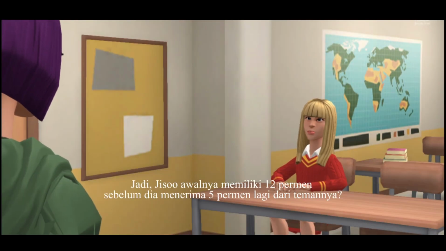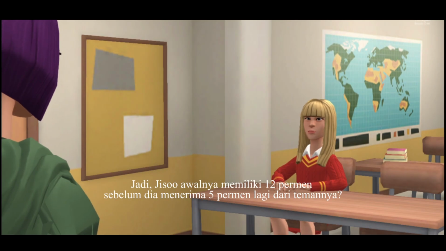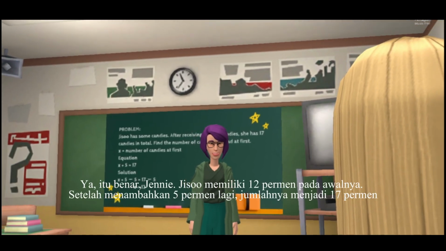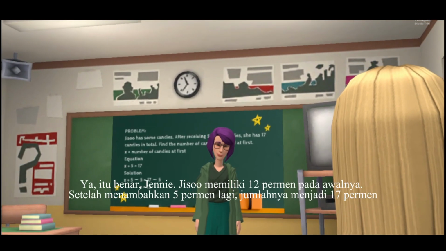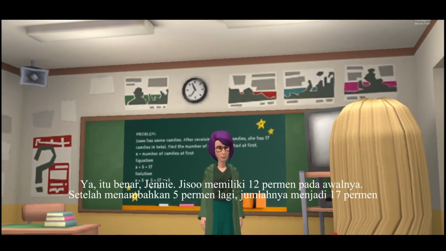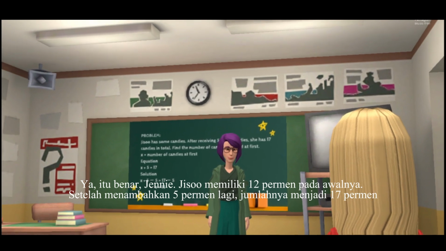So, Jisoo originally had 12 candies before she received 5 more candies from her friend? Yes, that is correct, Jenny. Jisoo had 12 candies at first. After adding 5 more candies, the total becomes 17 candies.